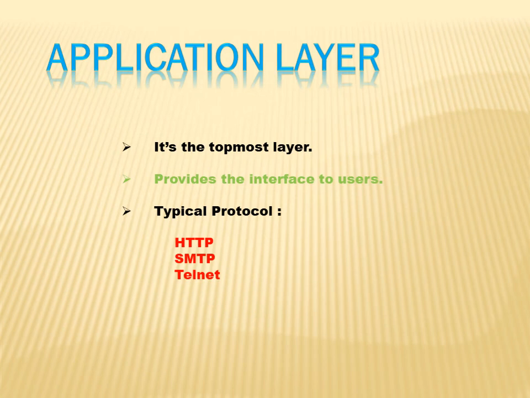The next one is the application layer. It's the topmost layer. The main use of this layer is to provide the best interface between the users, an interface using which users can transfer files from one computer to another computer. Some protocols used for this are HTTP, SMTP, Telnet, DNS, and so on.